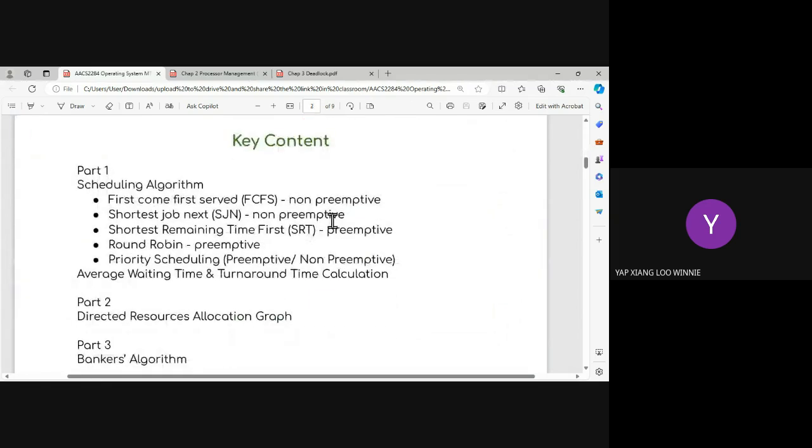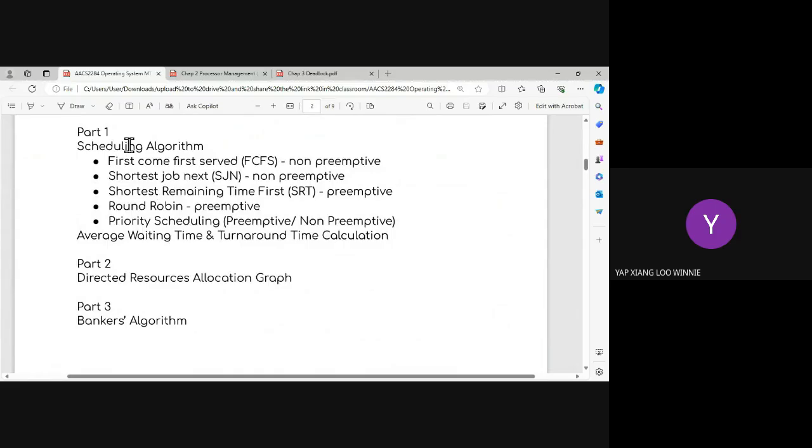Okay, now let's look into the key content. I'm going to talk about the scheduling algorithms. Out of the five, priority scheduling has both preemptive and non-preemptive versions, but no worries, I'll go through them one by one later. You have to know how to calculate your average waiting time and turnaround time as well, so I will go through one example in this video. If you have any questions or problems later on, reach out to me.